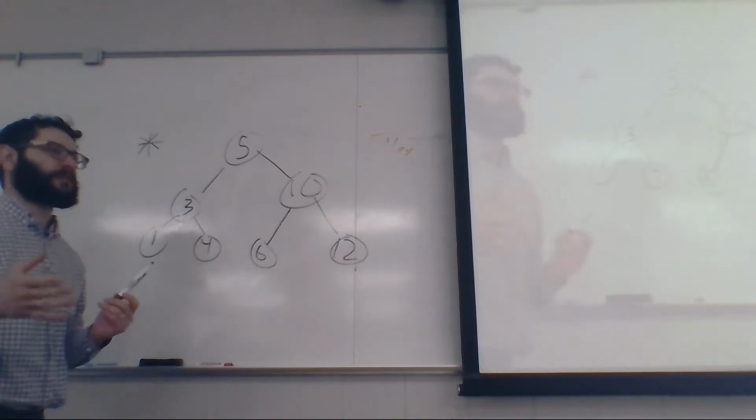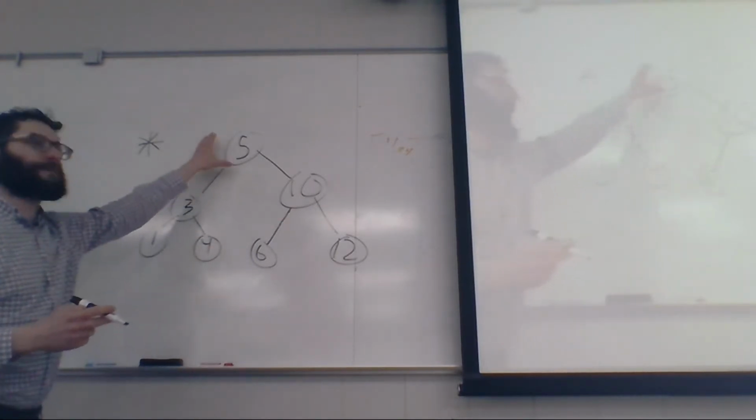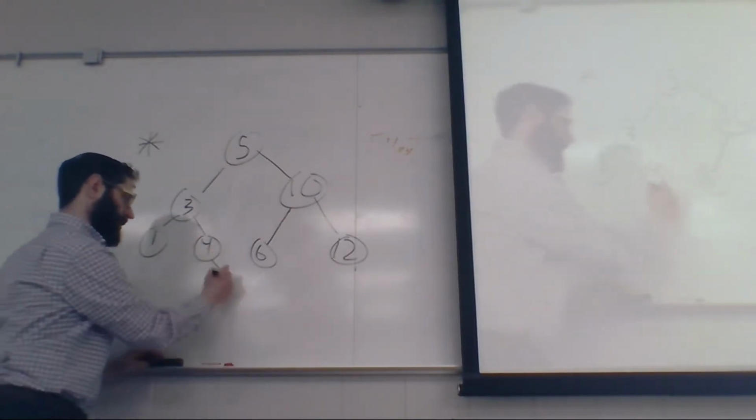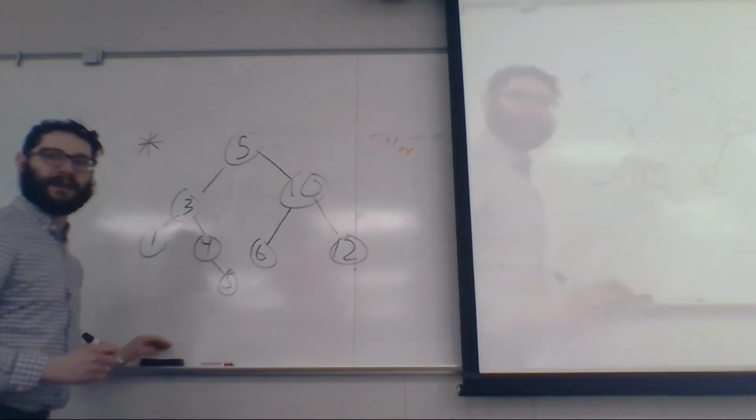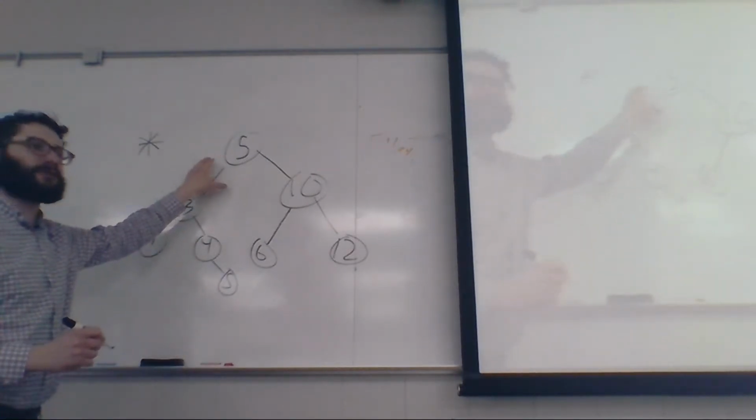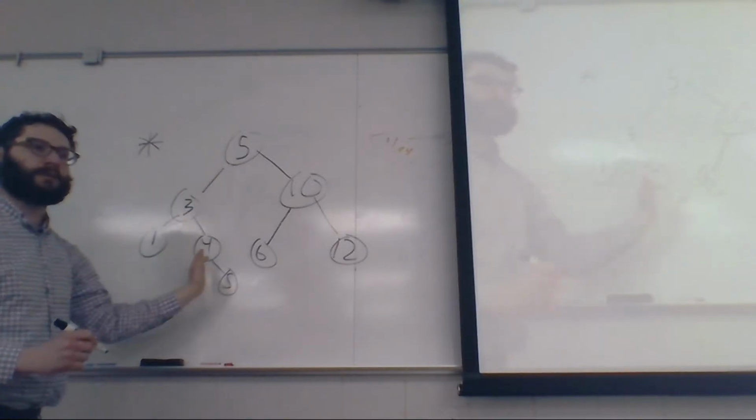The design choice I use for this class is that if, say, we add 5 to this tree, then 5 will be located over here, right? Because all the things in the tree that are less than or equal to this node will go on the left.